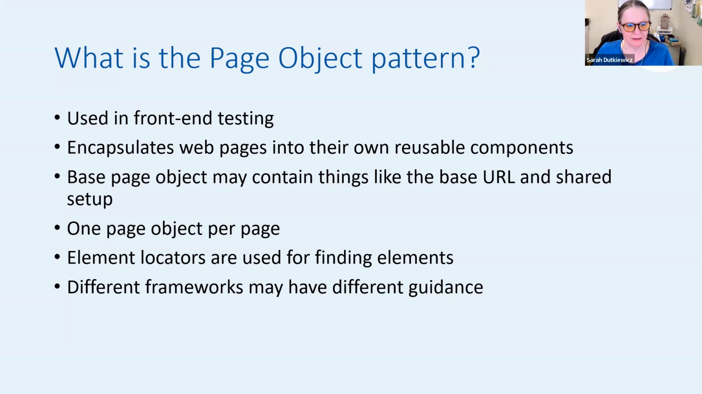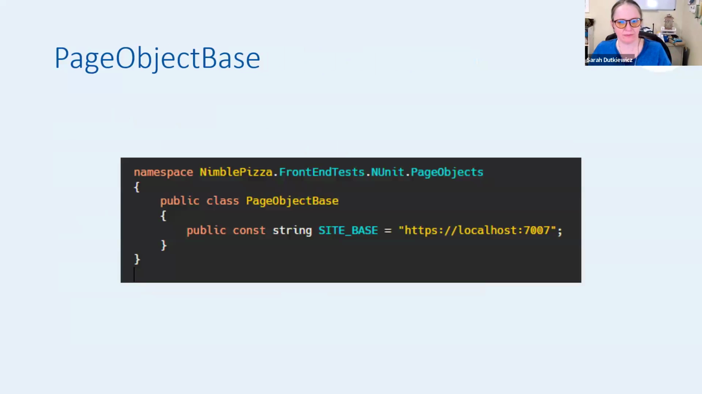Let's go and look at some code. So I have a page object base, as I mentioned. And in this one, I'm just using a site base, but talking with someone earlier today, they mentioned, well, what if we put navigation in there? You could put navigation in there and pass it a URL. That's fine too. But I like to put the site base in a spot that I only have to change it in one spot when we change it for our environment.